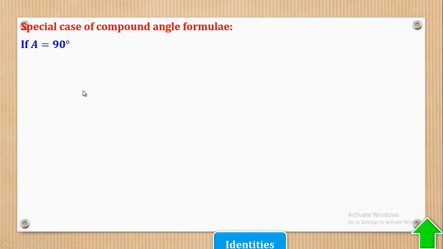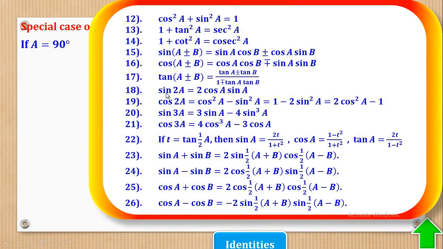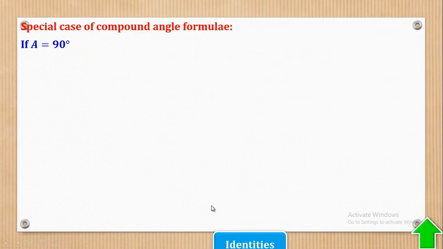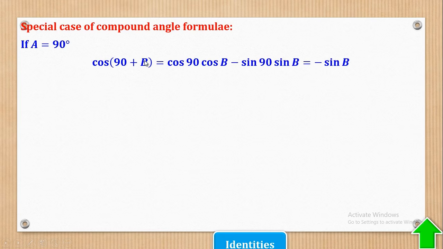Now there is a special case of compound angle where one of the angles is 90 degrees. For example, in these identities, if A is 90 degrees, we come up with these identities. The first one will be cos(90 + B) = cos 90 cos B - sin 90 sin B, which gives you negative sin B.